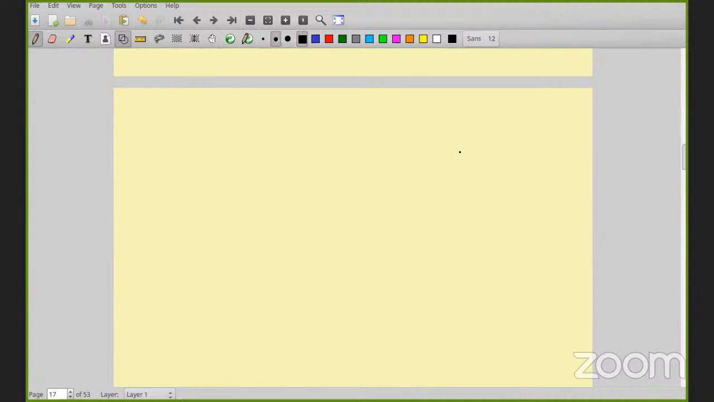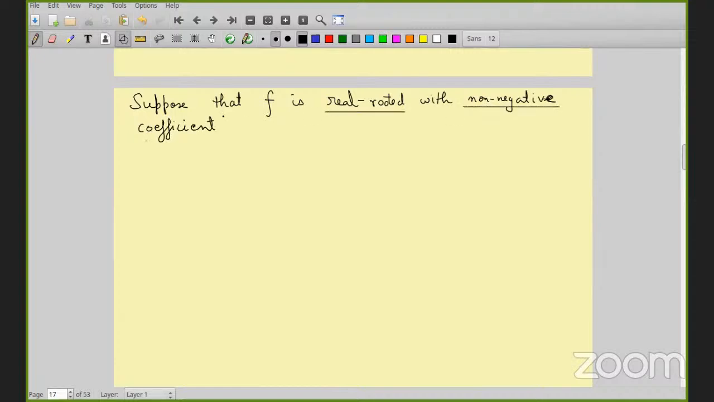Okay, so now let's look at another combinatorial connection, the so-called Newton's inequalities. Suppose that f again is real rooted with non-negative coefficients. We already saw that essentially, up to some scaling, such a polynomial is always the generating function of a sum of independent Bernoullis. But let's not worry about that.